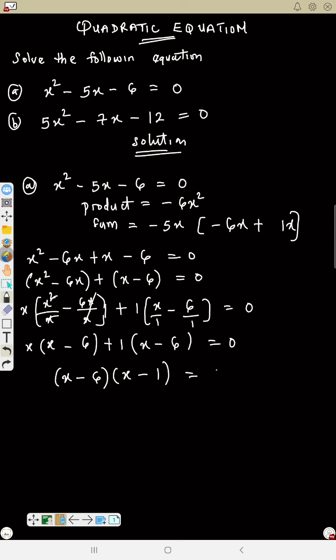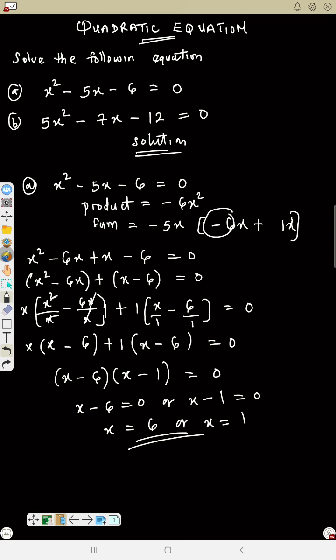So this will be equal to 0. Now, for this equation to be true, then x minus 6 will be equal to 0, or x plus 1 will be equal to 0. So x is 6 or x is minus 1. So that's the answer. Now if you compare using the short method, the two factors are minus 6 and plus 1. Interchange the sign. x will be plus 6 or x is minus 1.